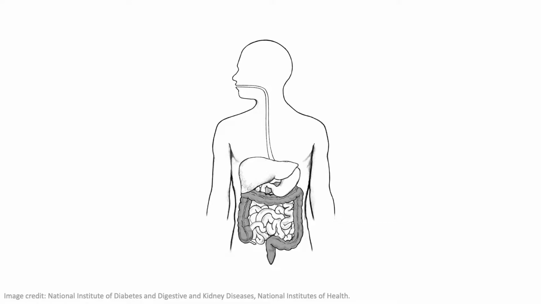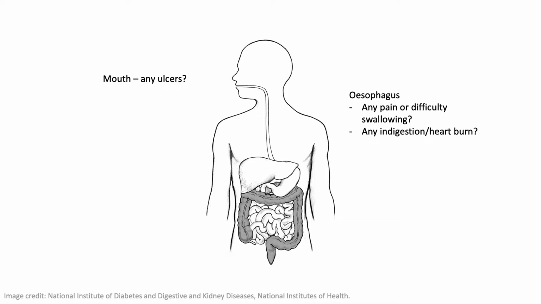What I'd say is make sure you have an idea of what the questions are asking and why you're asking those questions. So asking about any ulcers in the mouth: if they have mouth ulcers, it could be a sign of Crohn's disease. If they have difficulty swallowing, there could be some sort of obstruction, maybe a cancer of the oesophagus. Also ask about any indigestion or heartburn. Again, if they say yes to any of these questions, you want to explore those with more open questions.